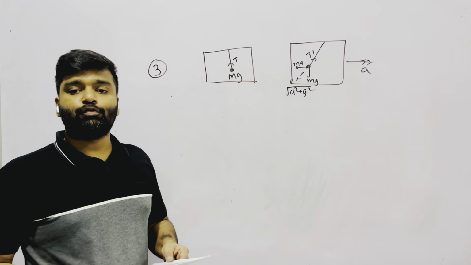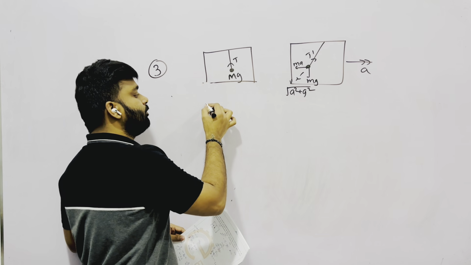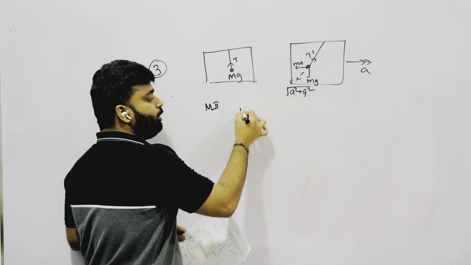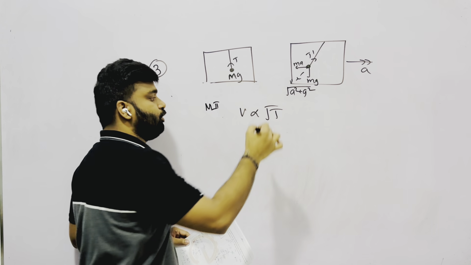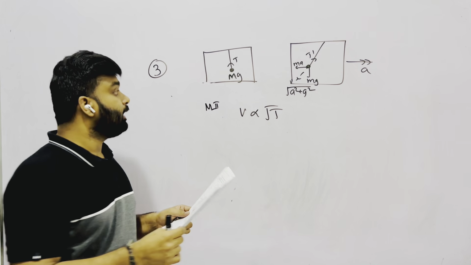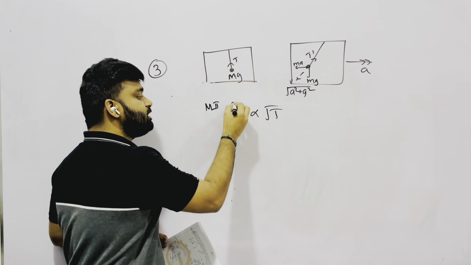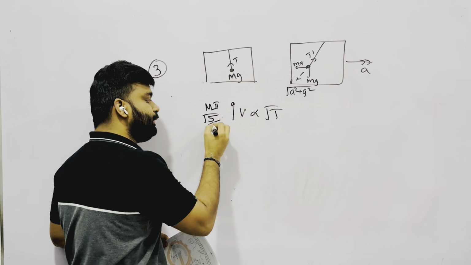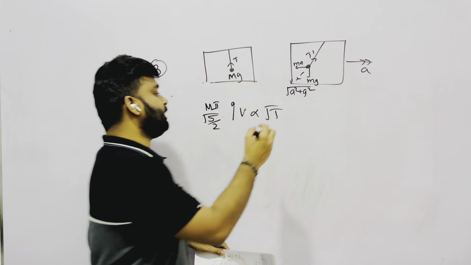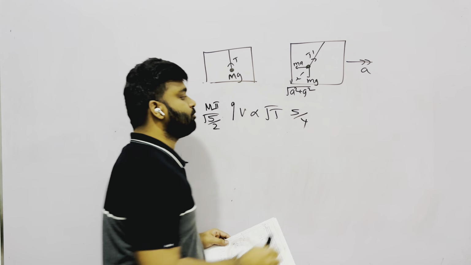The method 2 of question number 3. We know V is directly proportional to the root of tension, from the last question. Here, velocity increases by root 5 by 2. Therefore, tension should increase by 5 by 4.